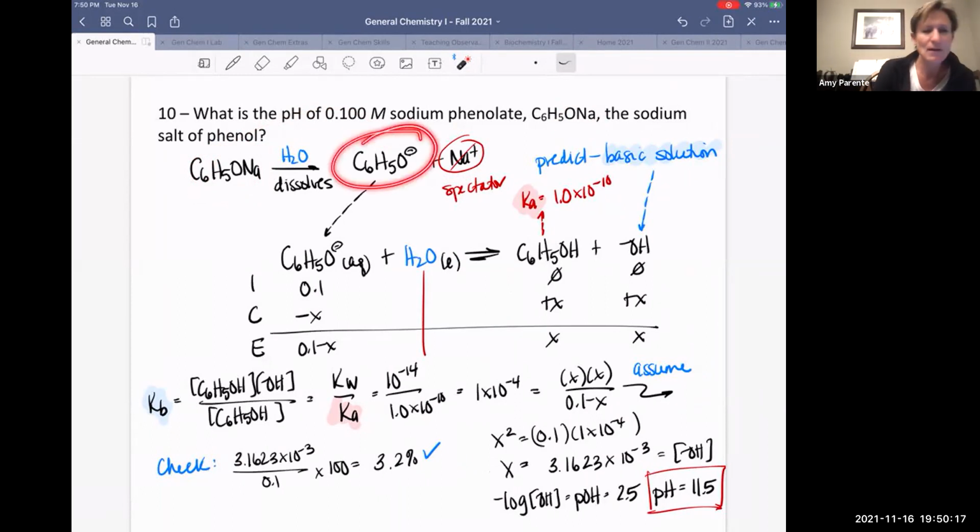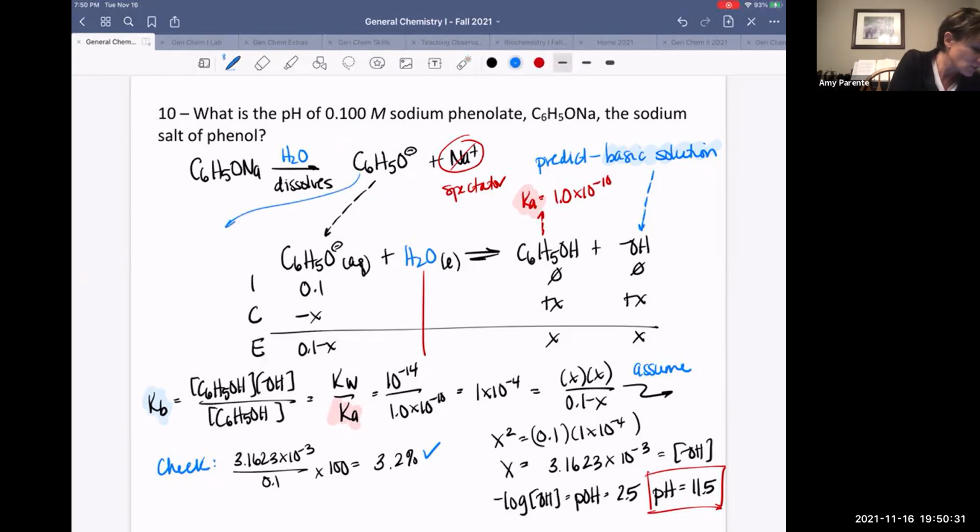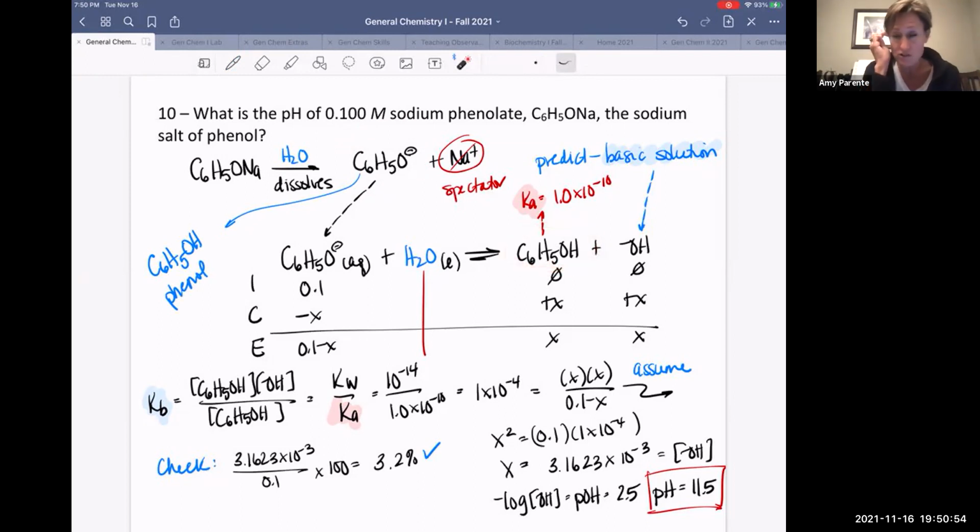Then we need to think about whether this guy is going to have any acid-base potential. Remember, the mental thing we want to do is convert this into its conjugate acid. And so it's going to be this guy, which is phenol. This problem also tells us that what we made is the sodium salt of phenol. We look up phenol on Appendix C, and we can see that it is a weak acid. But we don't have phenol in solution. We've got the conjugate base of phenol.